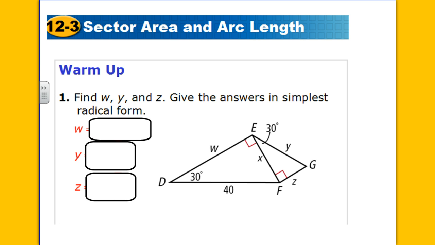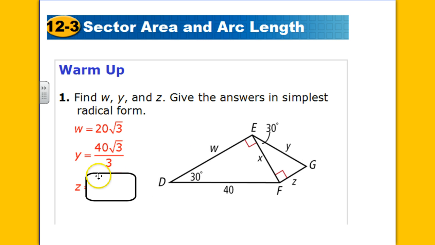Did you recognize the 30, 60, 90 right triangles? I hope so. In that case, if we have a hypotenuse of 40, that equaled A times the square root of 3. So A must be 20, right? So we have W, which is the second leg, and is 20 times the square root of 3. And Y over here is going to be 40 square root of 3 over 3. And Z, the shortest leg, would be 20 square root of 3 over 3.